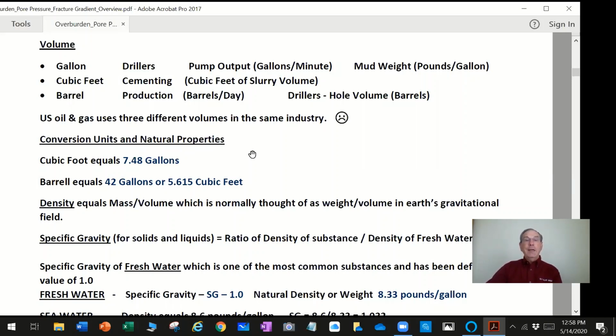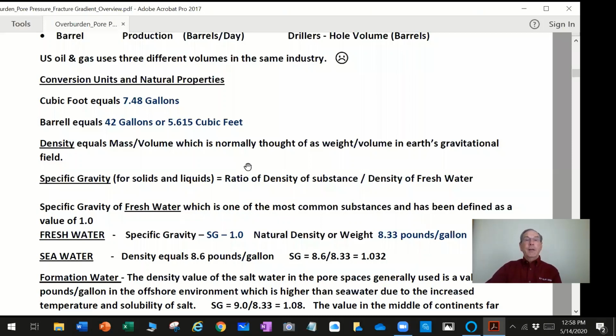The density equals mass divided by volume, which is normally thought of as weight per volume in the Earth's gravitational field. So that's where we operate, so we can actually just think of it as weight divided by volume in our rig operations. Specific gravity for solids and liquids is a ratio of the density of a substance divided by the density of fresh water.